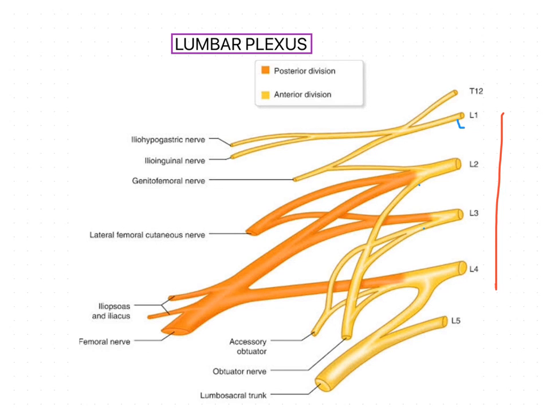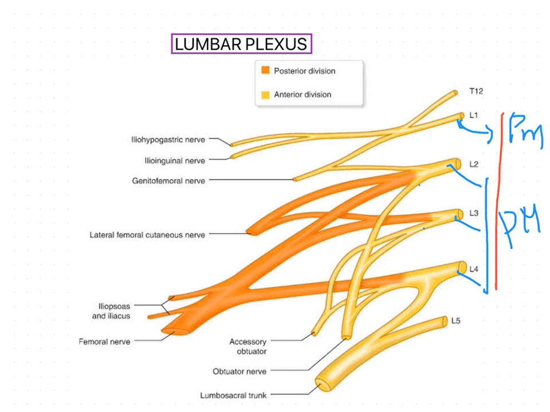The muscular branches which come from the root stage supply the psoas minor. If psoas minor is present, then only L1 supplies the psoas minor. The psoas major is supplied by L2, L3 and L4. All these three nerve roots give branches to the psoas major muscle. Only L1 is for the psoas minor muscle.